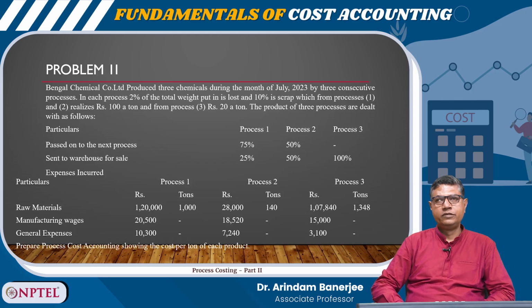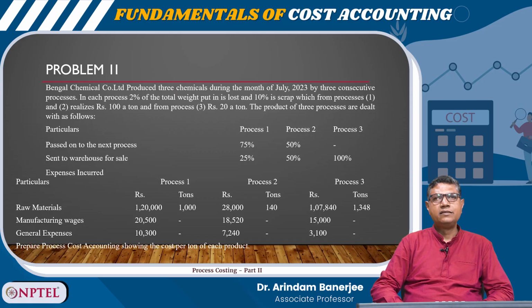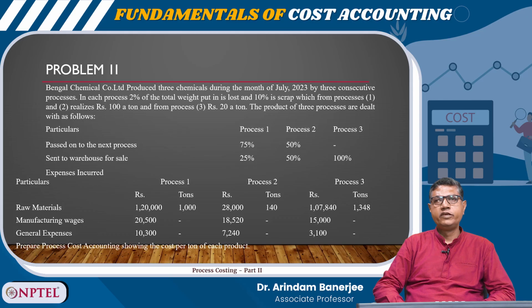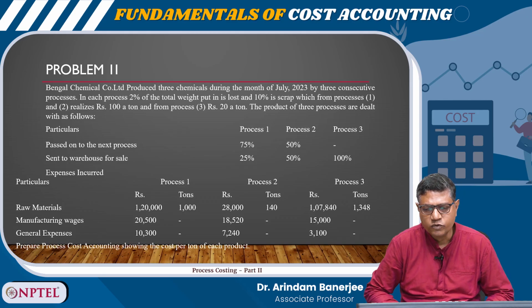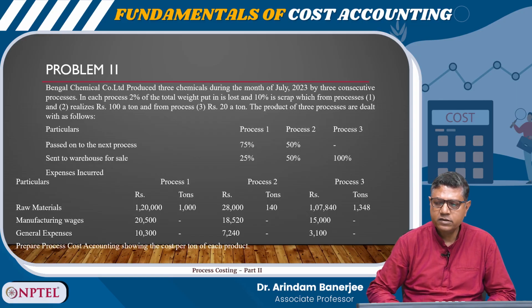So, problem 1 is complete. We are going to the next problem, that is problem 2. Problem 2 says that the Bengal Chemical Company Limited produced 3 chemicals during the month of July 2023 by 3 consecutive processes. In each process, 2% of the total weight put in it is lost and 10% is scrap, which from process 1 and 2 realizes rupees 100 a ton, and from process 3 it is rupees 20 a ton. The products of these processes are dealt with as follows.